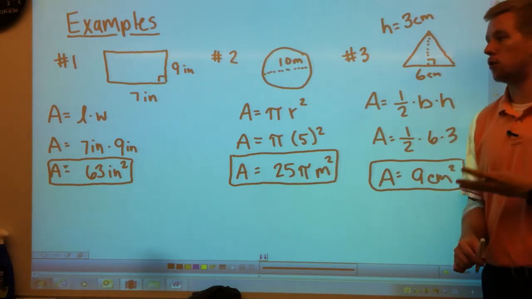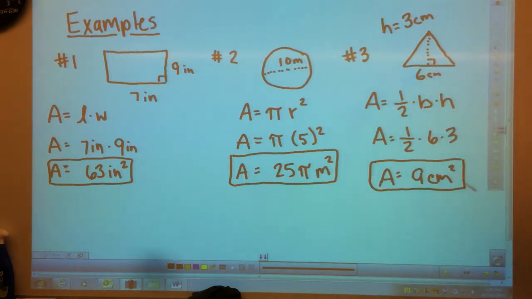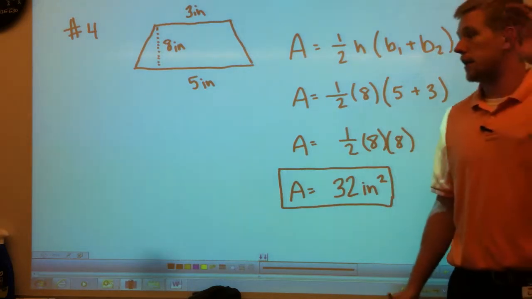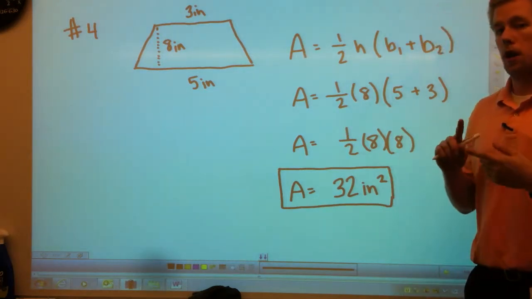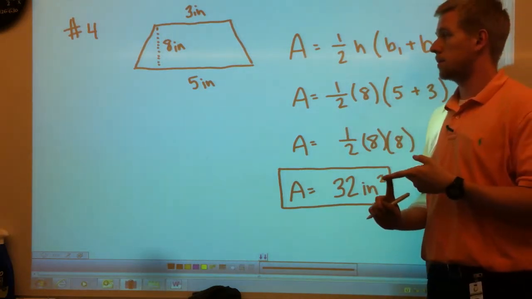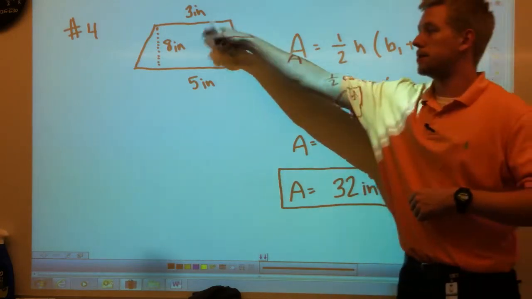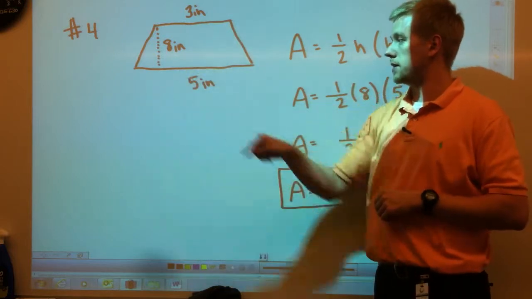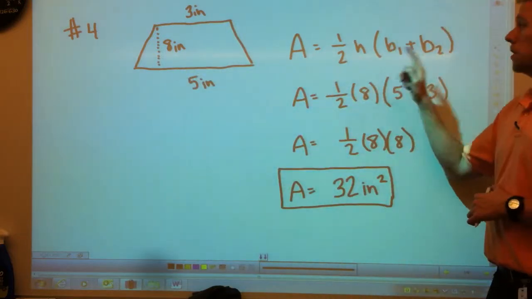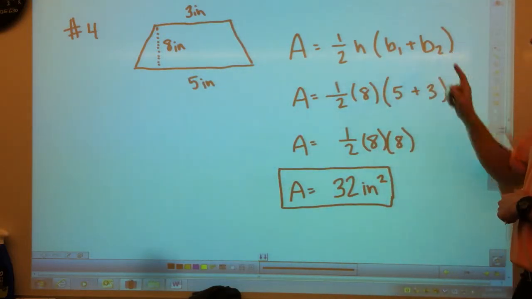Then the last one, number 4, is probably the hardest one because it is a trapezoid. And again, if you don't understand any of this, go back and watch it at home. You can rewind it, and you'll pick up on it, hopefully. If you don't, come see me, ask questions. I got a trapezoid here. I have a base, and a height. Your trapezoid formula, 1/2 times your height times B1 plus B2.